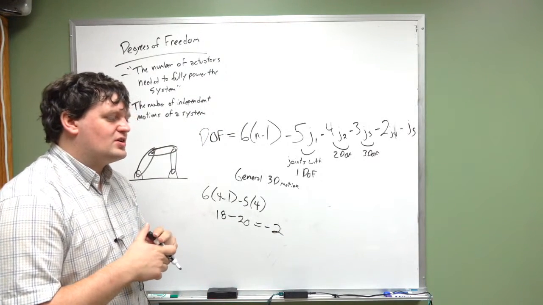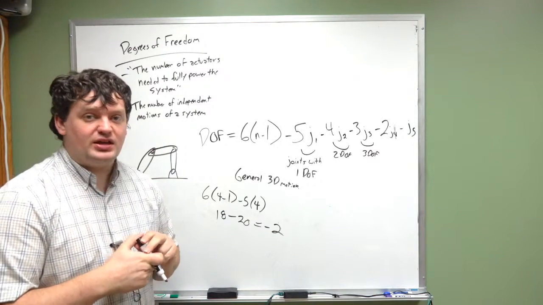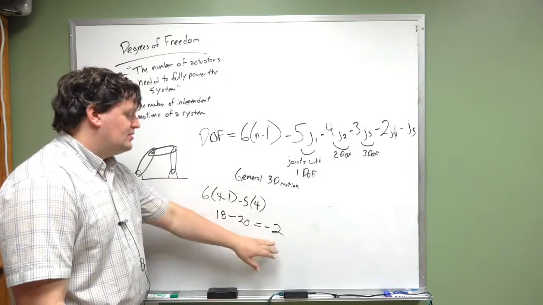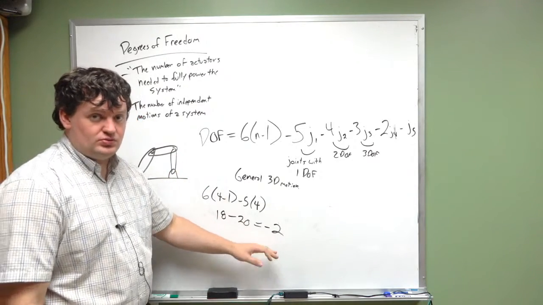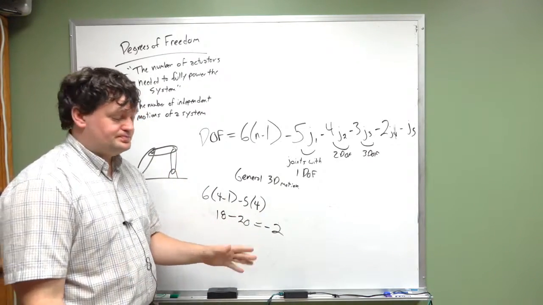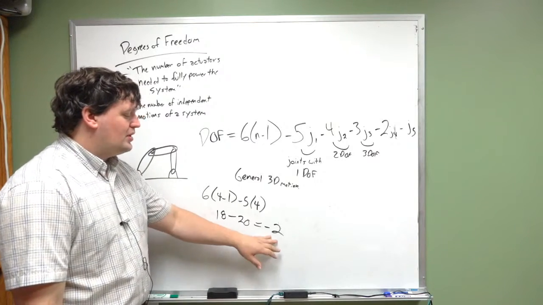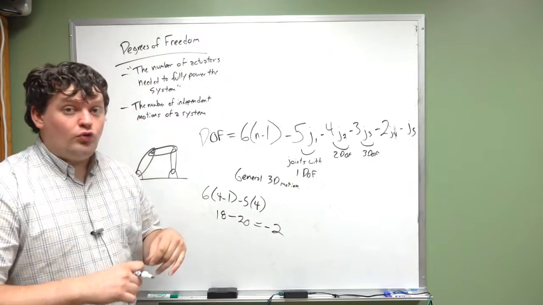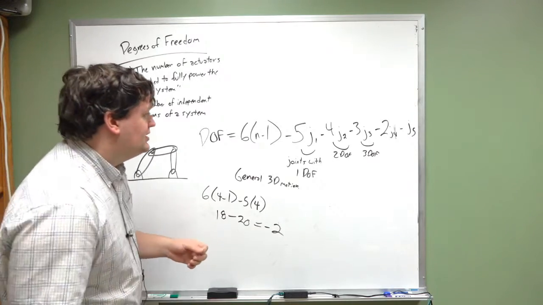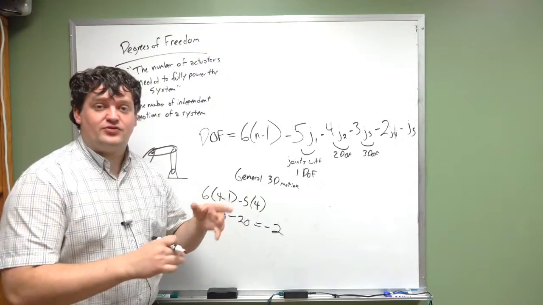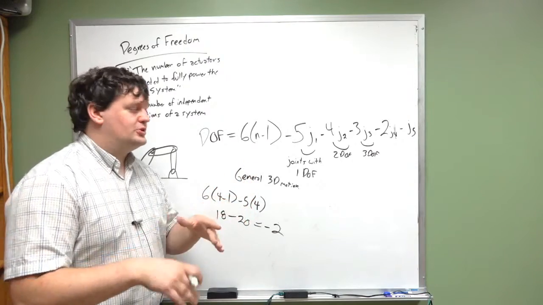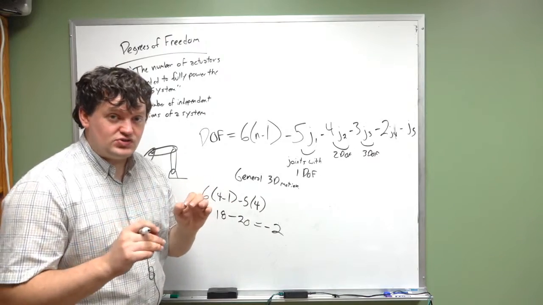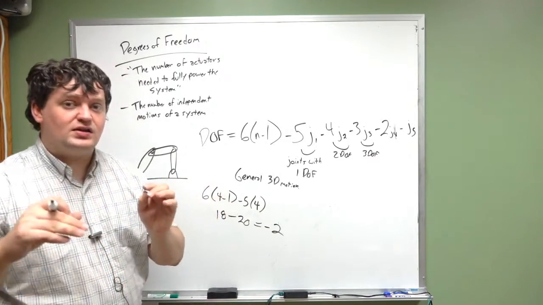This is one of the very interesting things about planar mechanisms. Okay, technically, this system isn't supposed to move, according to this equation. But what this negative 2 represents is what's called over-constrained. Okay? A 1 degree of freedom system, like a 4-bar linkage, is what's called perfectly constrained. It is a well-constrained system.